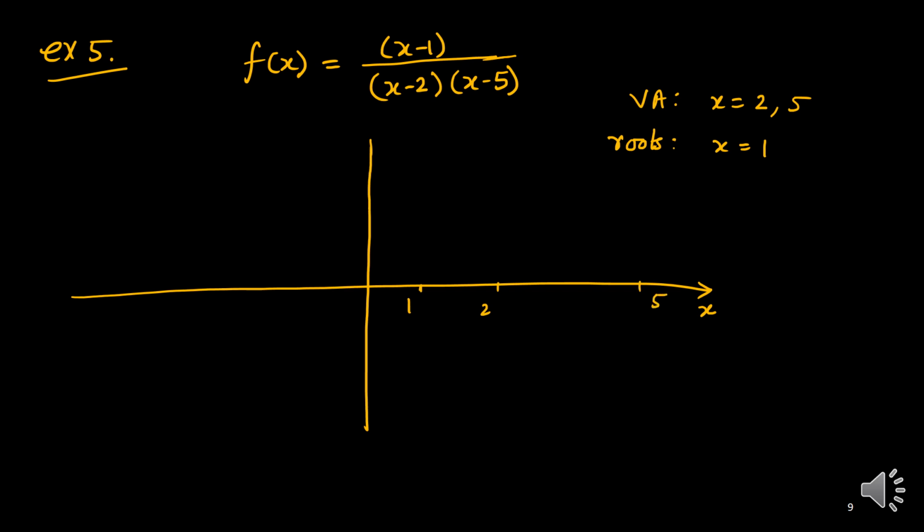Now first I will draw the asymptotes. So at 2 there is an asymptote, a vertical asymptote, and at x equals 5 there is another vertical asymptote.